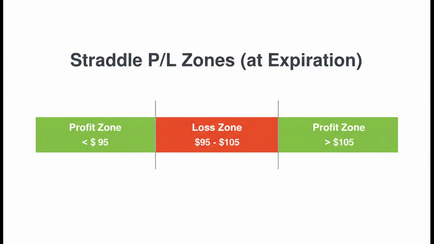The area between your break-evens is the loss zone. However, once the price breaches a break-even, profit potential becomes technically unlimited to the upside and is capped only by the stock falling to zero on the downside.